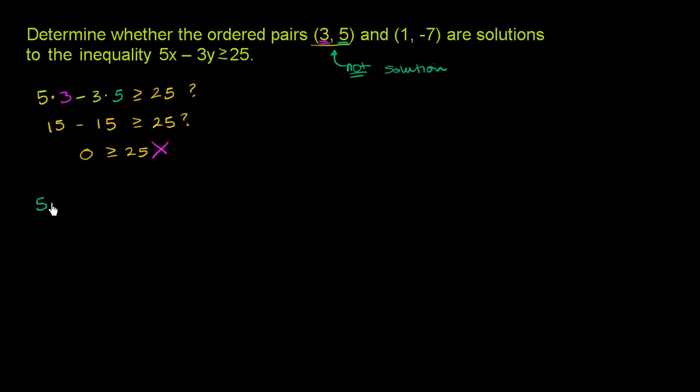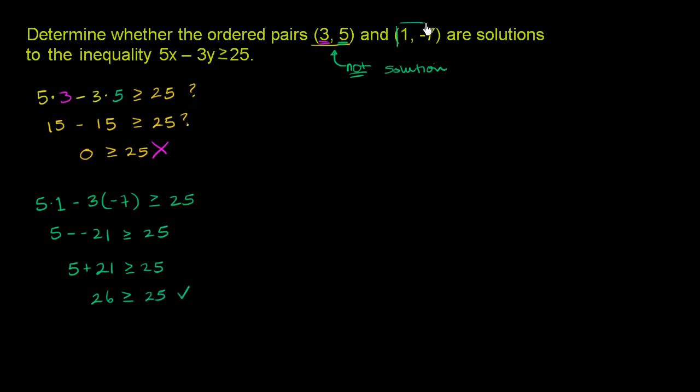So we have 5 times 1 minus 3 times -7 needs to be greater than or equal to 25. 5 times 1 is 5. And then minus 3 times -7 is -21. So it becomes minus -21 needs to be greater than or equal to 25. This is the same thing as 5 plus 21, since subtracting a negative is the same thing as adding the positive. And 5 plus 21 is 26, which is indeed greater than or equal to 25. So this works out. So this is a solution.